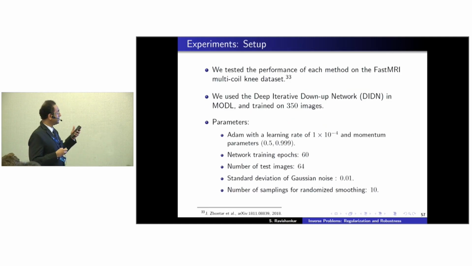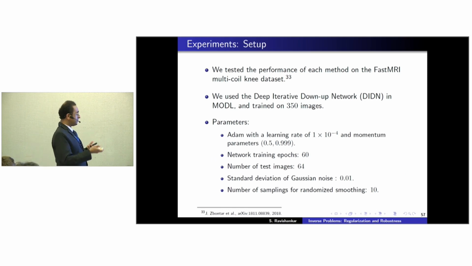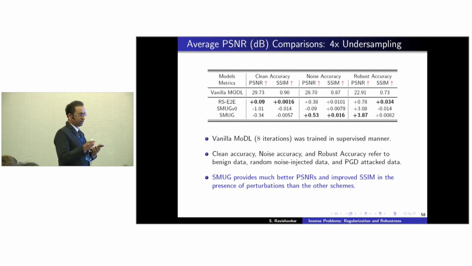So we tested out our smooth unrolling scheme on the fastMRI dataset, and we tested it with a variety of perturbations. One was an adversarially chosen perturbation. That's what's shown here as robust accuracy, where for every testing case we chose a small perturbation but adversarially chosen. And then we also tried more realistic perturbations, just Gaussian noise or random noise added to the inputs of the network.